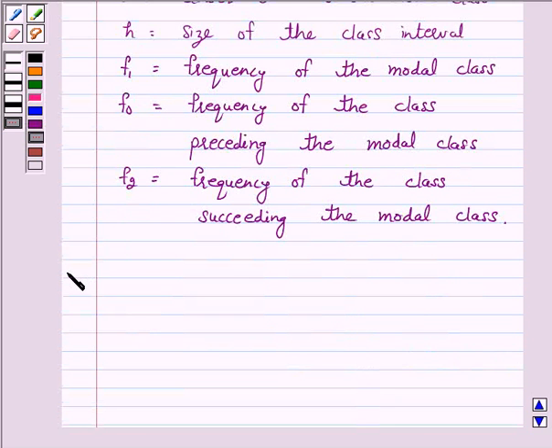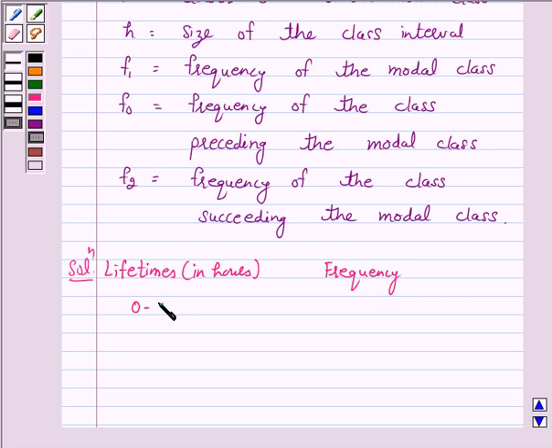So let's start the solution. Now we are given lifetimes in hours of the electrical components. Also, its frequency is given to us. Now, the number of electrical components whose lifetimes in hours is 0 to 20 is 10. Now in the group 20 to 40, the number of electrical components are 35, or that is the frequency is 35.